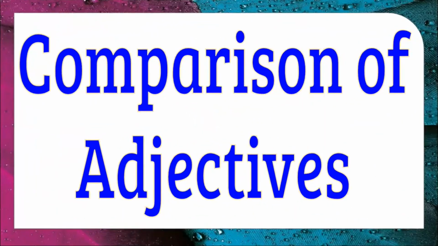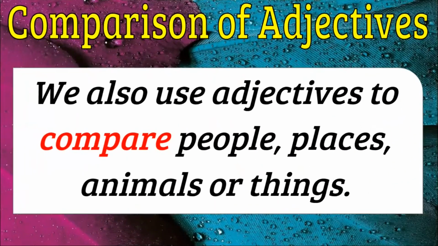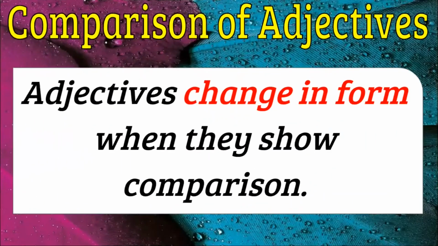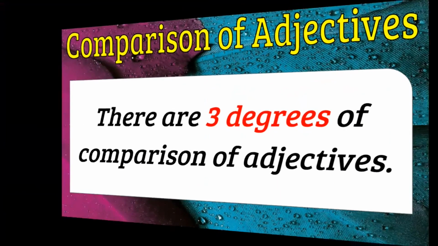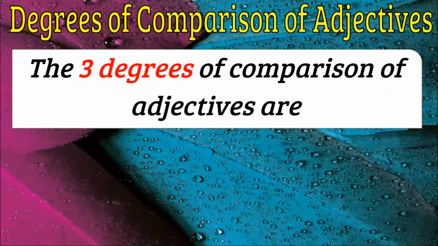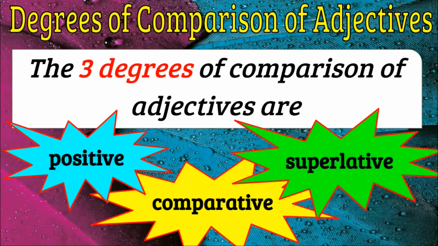Now let's discuss the comparison of adjectives. We also use adjectives to compare people, places, animals, or things. Adjectives change in form when they show comparison. There are 3 degrees of comparison of adjectives. The 3 degrees of comparison of adjectives are positive, comparative, and superlative.